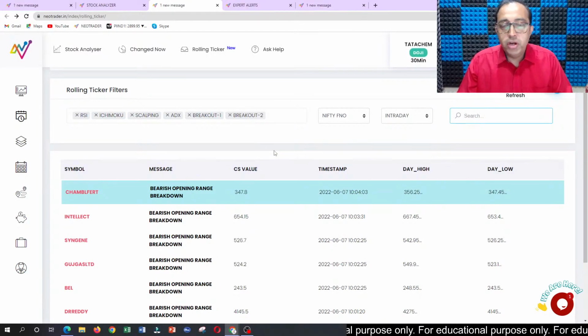So I hope you got a fair idea about this particular feature, and it always gives you a lot of insights about which technical parameter is working, how you can combine it, and more such things.